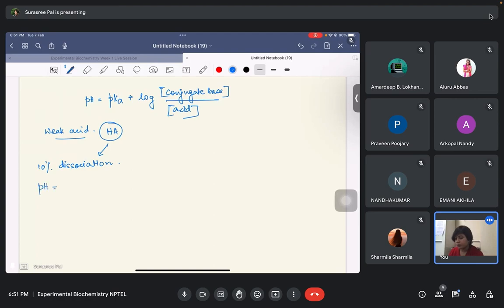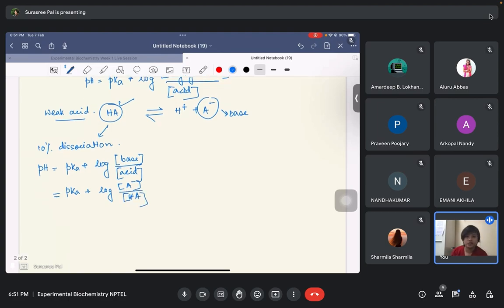pH equals pK plus log of base by acid. Now HA, when it dissociates, gives H plus ion plus A minus ion, right? A minus is your base and acid is this one, right? So you will get pKa plus log of A minus divided by HA. If there is 10% dissociation, that means only 10% of A minus will form and the rest of the acid will be in the form of HA, which will be 90%, right?